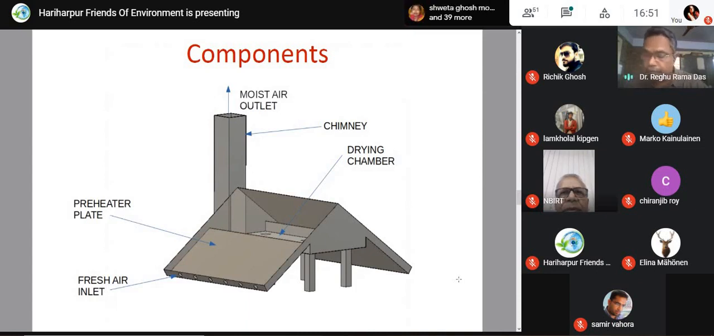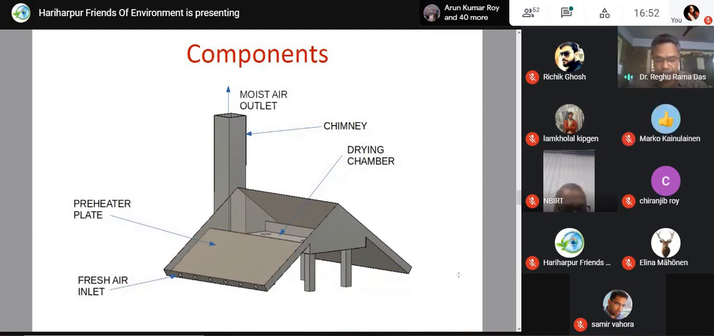Secondly, you can see the drying chamber. As I mentioned, there are 4 trays. It is 4 meters square. And then the chimney, which is the main addition, the uniqueness of this particular dryer. The chimney helps for a better air speed by free convection and homogeneous distribution of heated air inside the drying chamber.